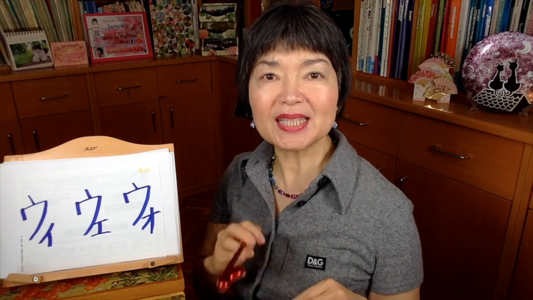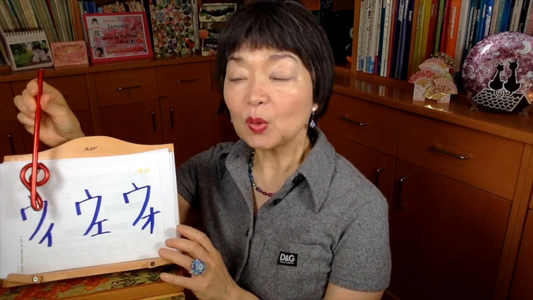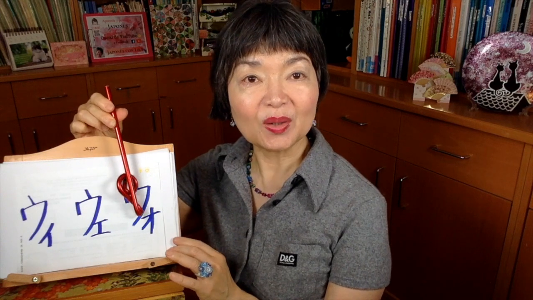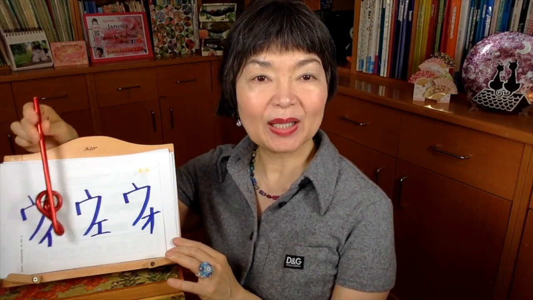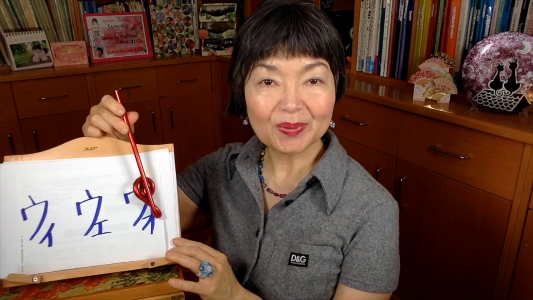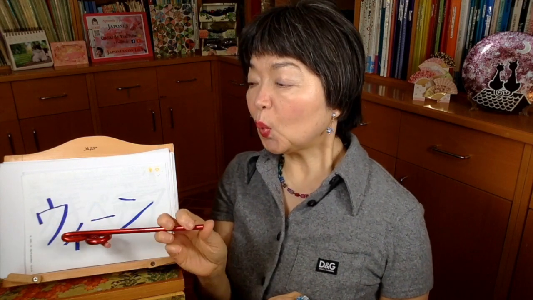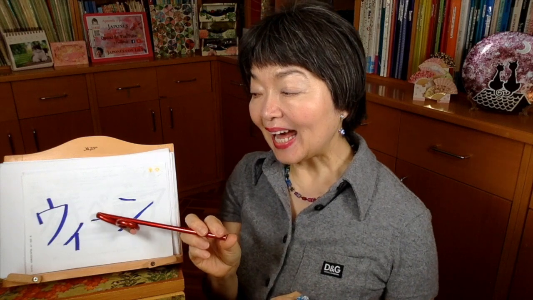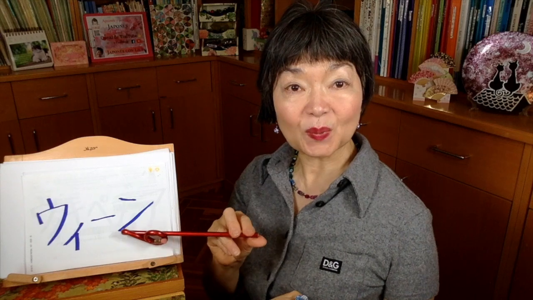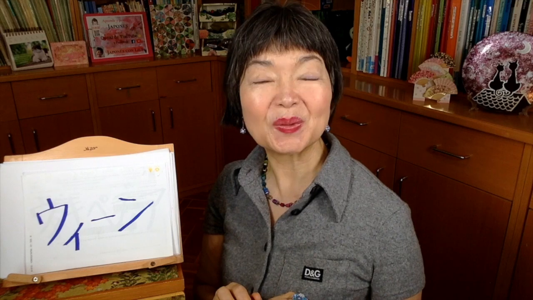We can also use this U from katakana with small E or O and sound like this. We, wo. Now let's see the examples. U and E, we, and long sound, Wien. So this is the capital of Austria, Wien. The other example with we, Wikipedia.